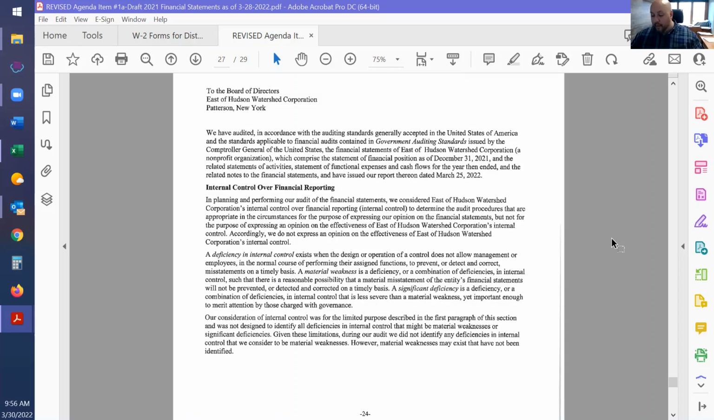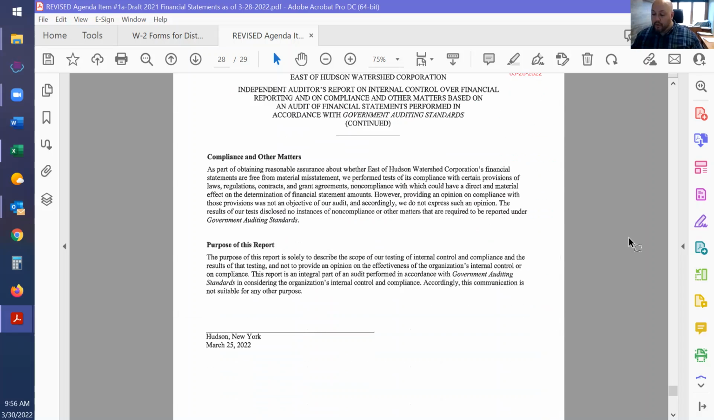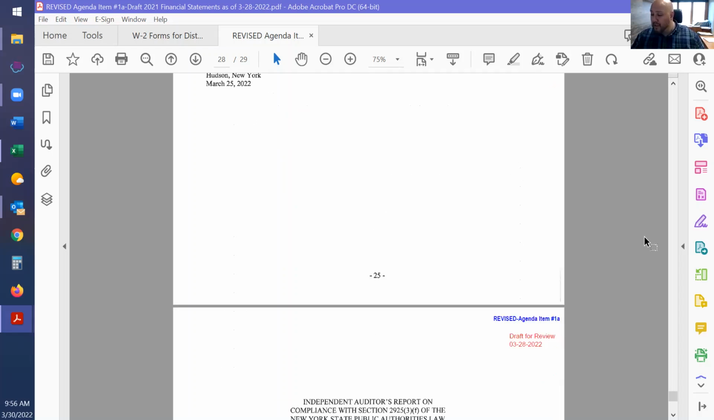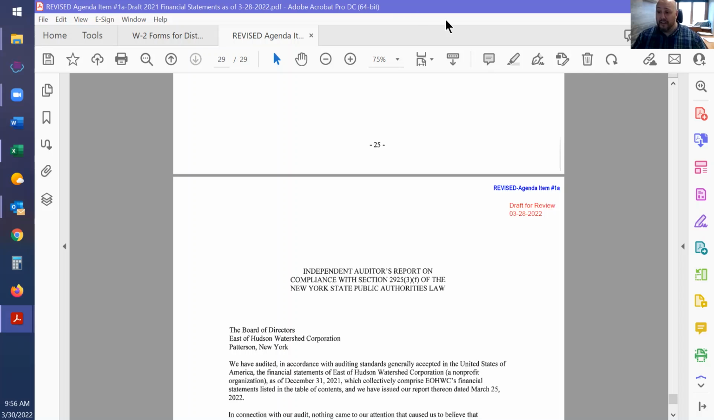And the final page is the independent auditor report on compliance with section 2925.3 of the New York State Public Authorities Law. This is an additional report that's required for New York State, basically saying that we did not find any issues with the internal controls in connection with the New York State Public Authorities Law. Again, we found nothing, so it was an unmodified opinion on that as well. And that, in a nutshell, is the exciting financial statements.